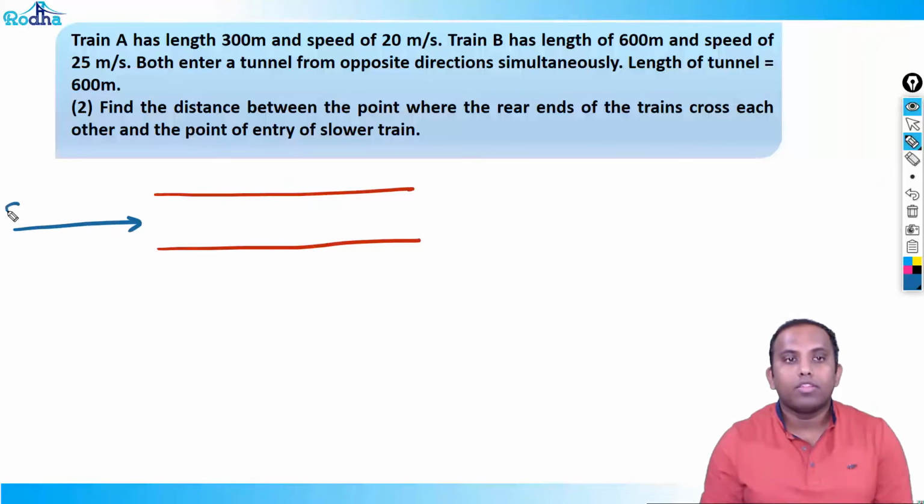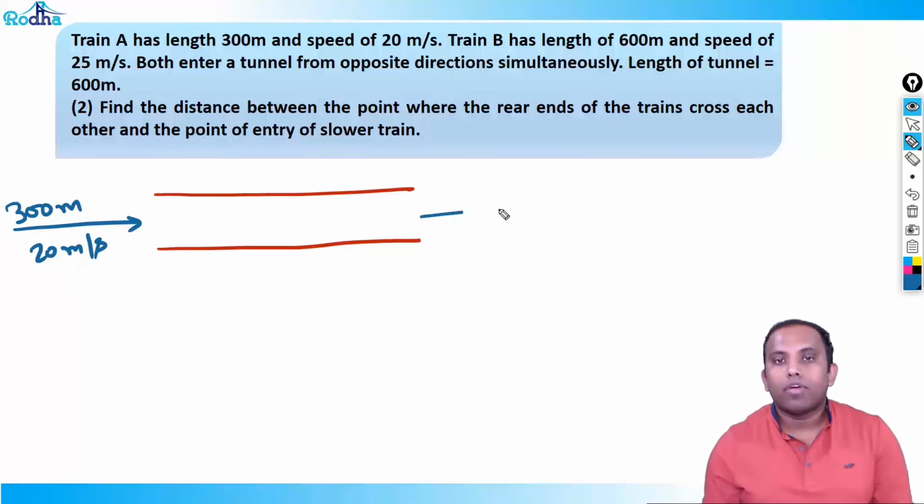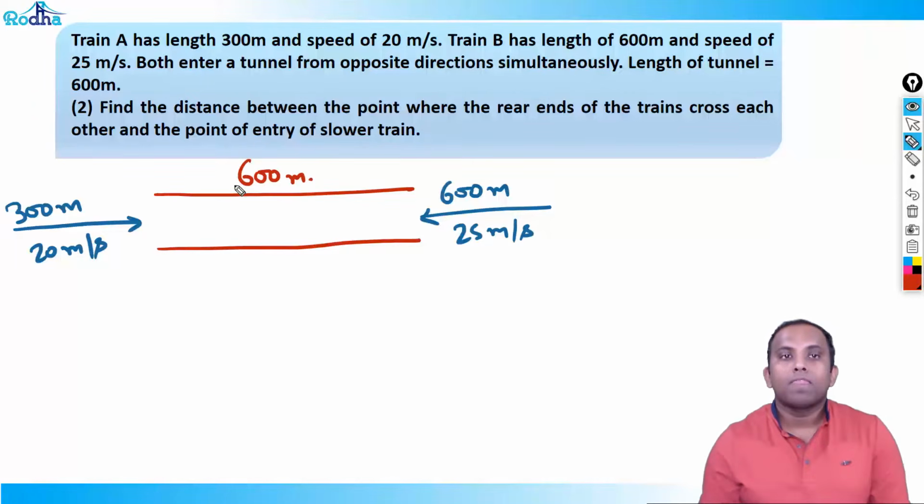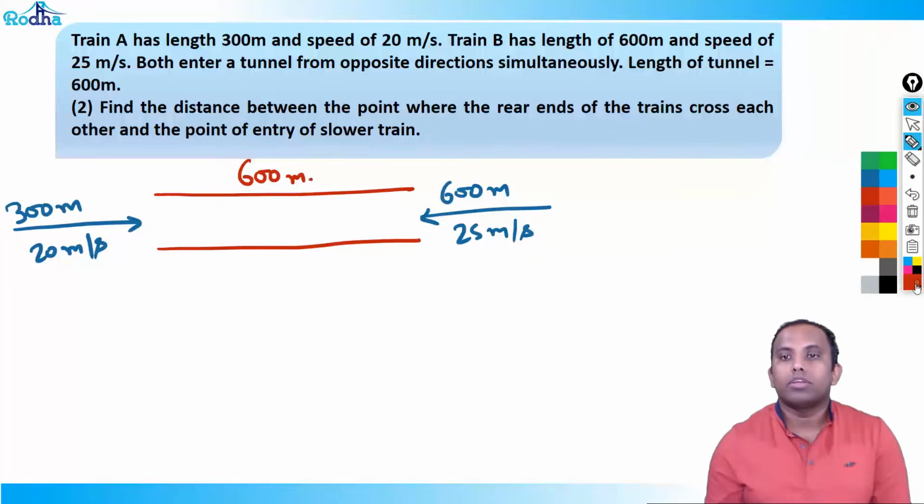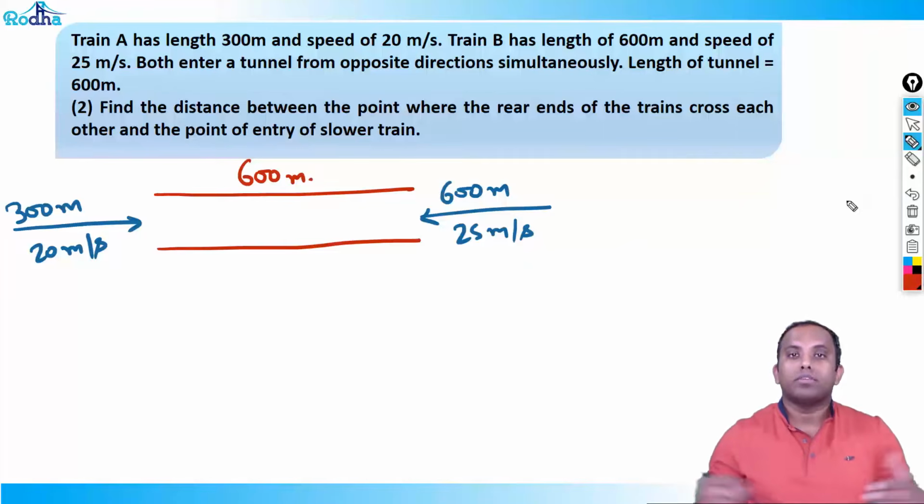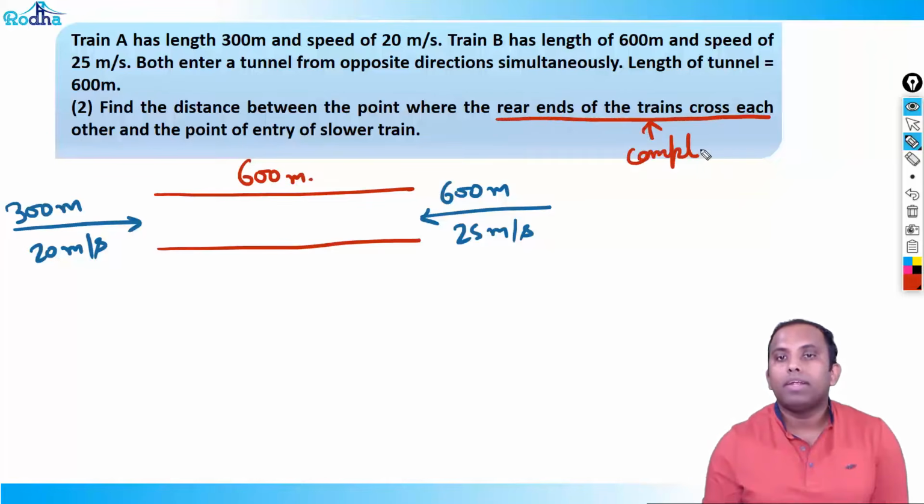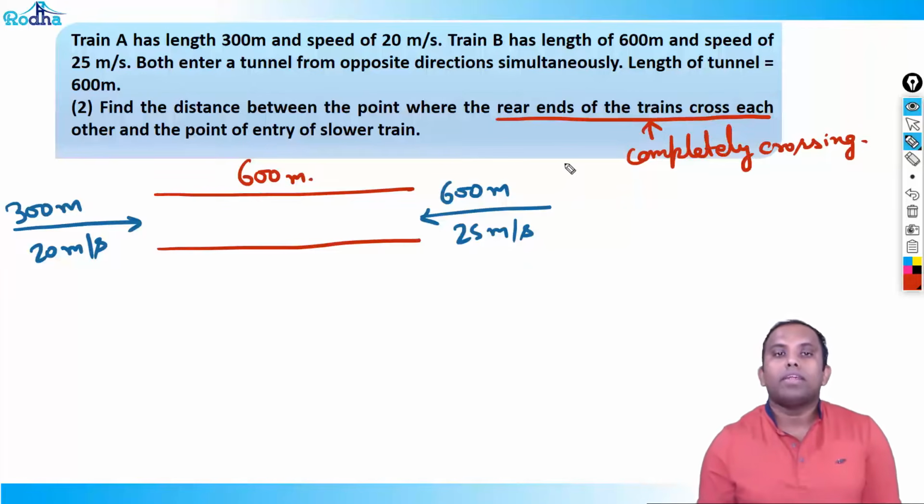Slower train, length of 300 meters, speed of 20 meters per second. Faster train, length of 600 meters, speed of 25 meters per second. Length of tunnel being 600 meters. So find the distance between the point where the rear ends of the trains cross each other. That basically means that the trains are completely crossing each other.